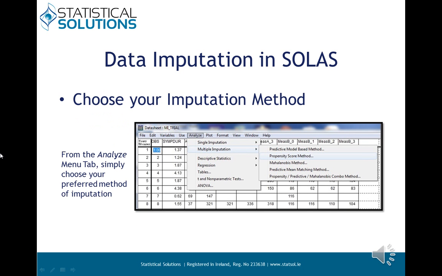To select a method, simply click on the Analyze button in the SOLAS datasheet and select single or multiple imputation. For this example, we will select the propensity score method from the multiple imputation options list.